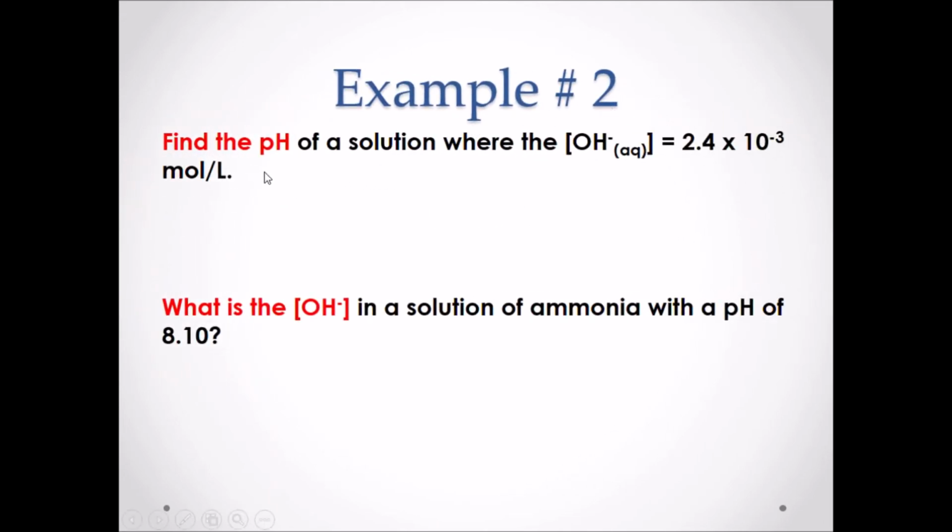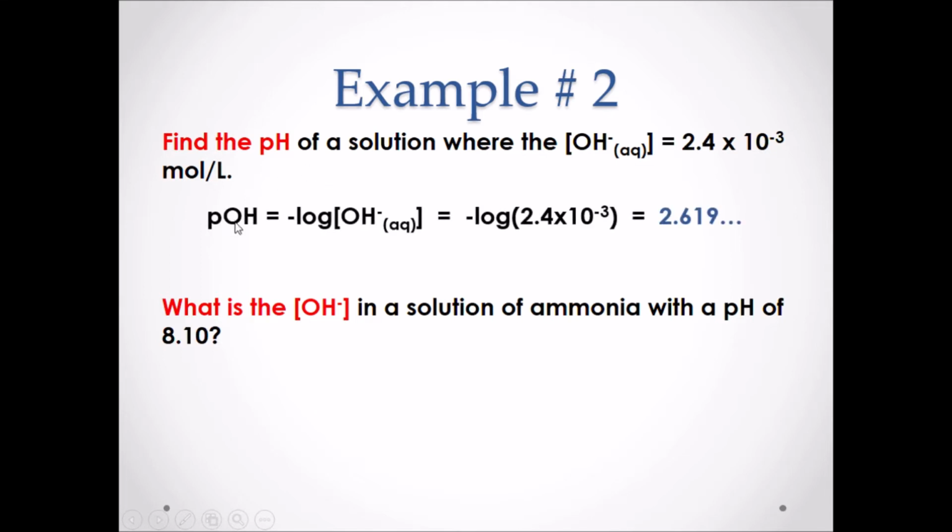Example number 2. Find the pH of a solution where the concentration of OH minus is equal to 2.4 times 10 to the negative 3rd moles per liter. pOH is equal to the negative log of the concentration of OH minus. So we can find the pOH by taking the negative log of 2.4 times 10 to the negative 3rd. pOH is equal to 2.619... Do not round your answer yet.